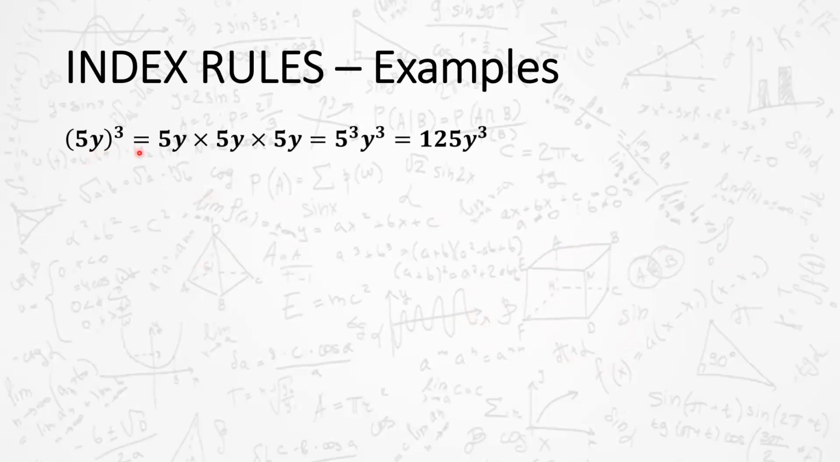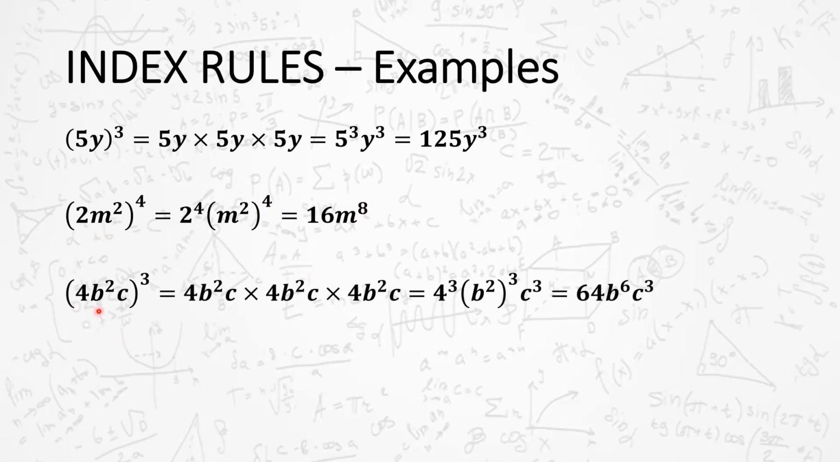5y to the power 3 is actually 5y times 3 times. Therefore, it's 5 to the power 3, y to the power 3, which is 125y^3. Similarly, 2m^2 to the power 4 is actually 2 to the power 4 and then m squared to the power 4, which gives 16m to the power 8. 16 came from 2 to the power 4, m to the power 8 came from m to the power 2 to the power 4. So 2 times 4 gives us 8.